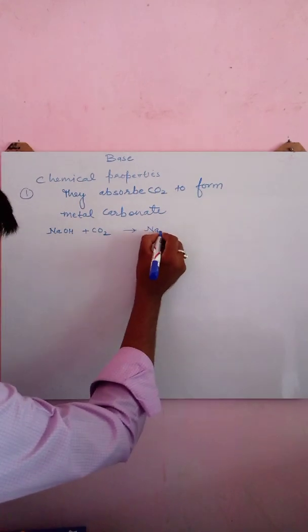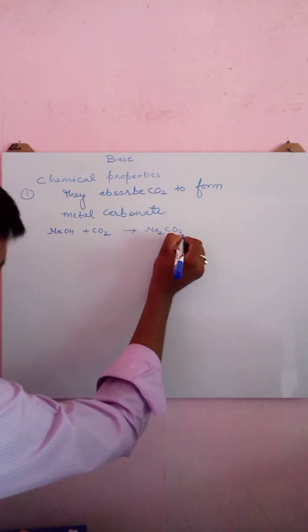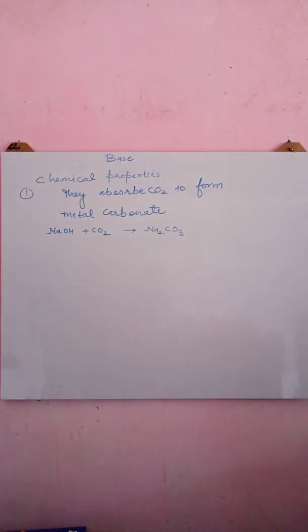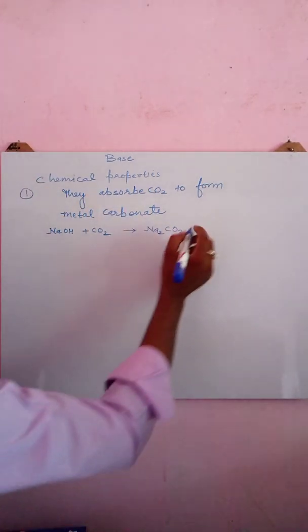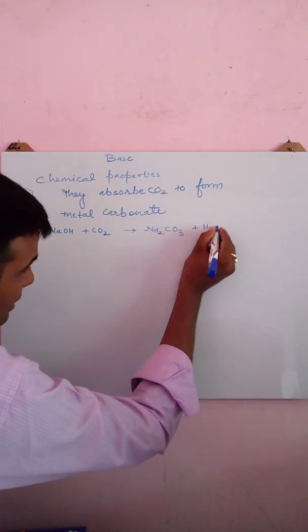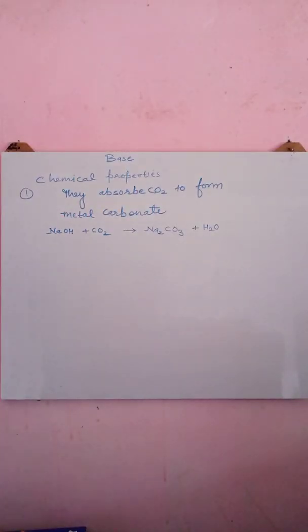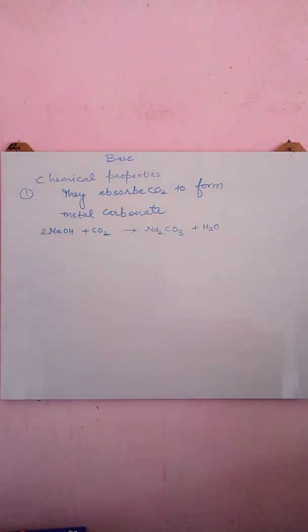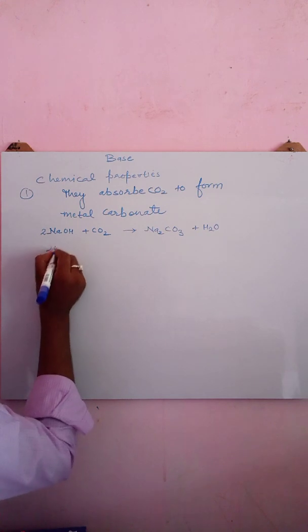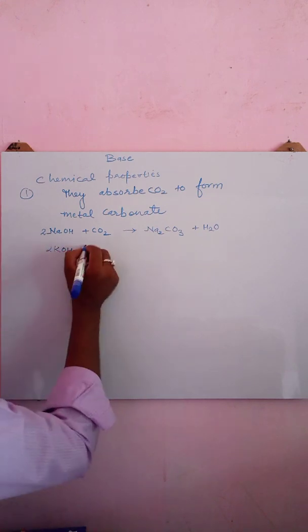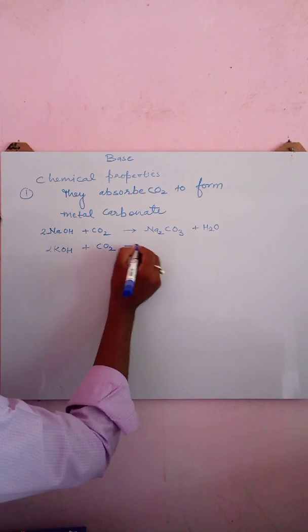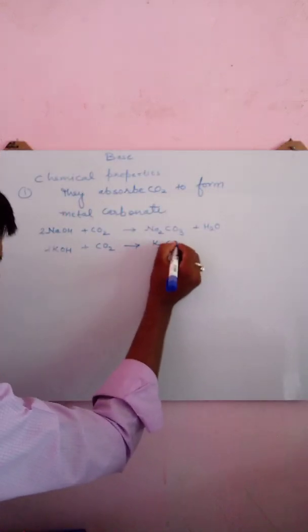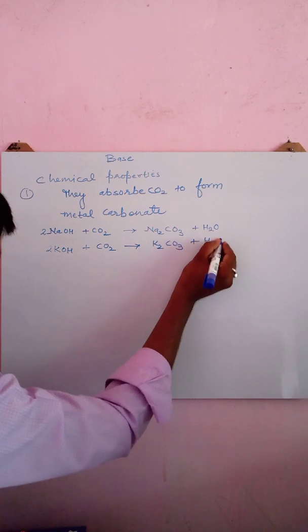Metal is sodium here. So sodium carbonate will form, Na2CO3, along with water molecule. To balance it, you have to put a stoichiometric coefficient 2 in front of sodium hydroxide. Right? One more example we can consider is potassium hydroxide. When potassium hydroxide absorbs CO2 gas from air, it forms K2CO3 plus water molecule. Right?